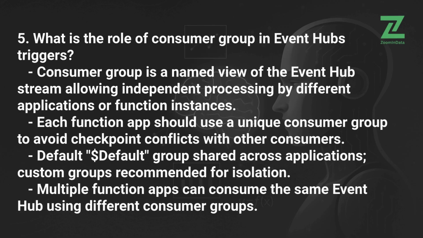5. What is the role of consumer group in Event Hubs triggers? Consumer group is a named view of the Event Hub stream allowing independent processing by different applications or function instances. Each function app should use a unique consumer group to avoid checkpoint conflicts with other consumers. The default $Default group is shared across applications. Custom groups are recommended for isolation. Multiple function apps can consume the same Event Hub using different consumer groups.